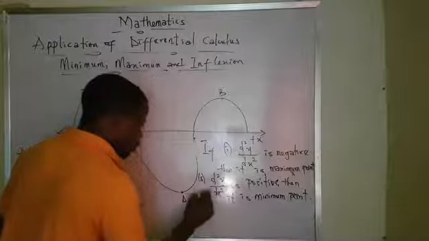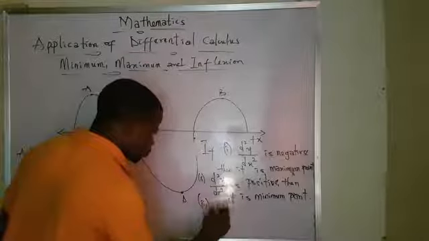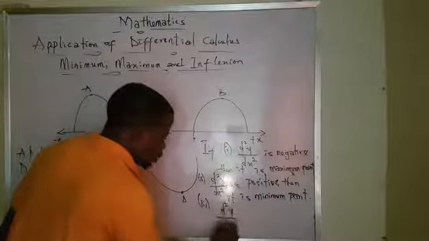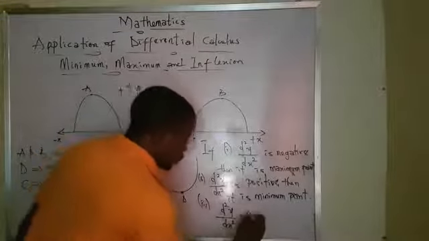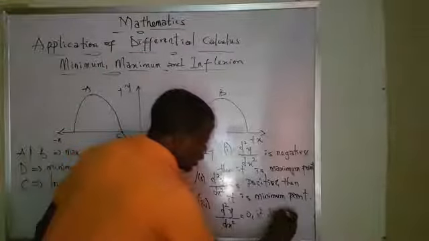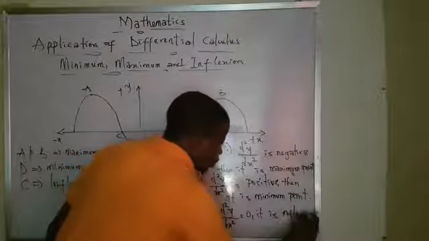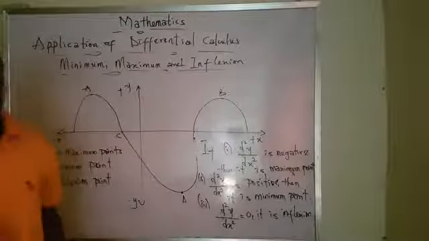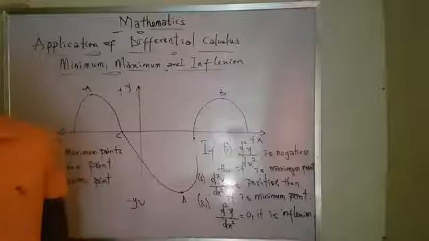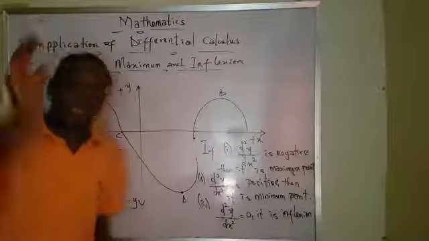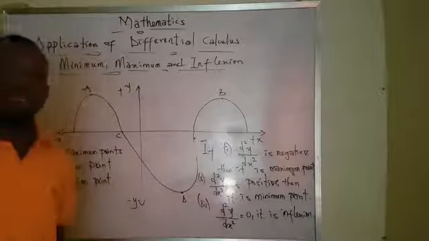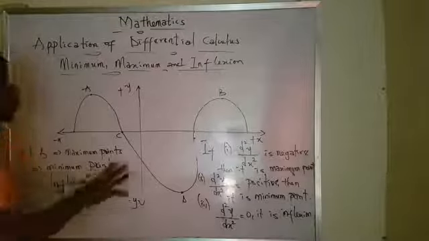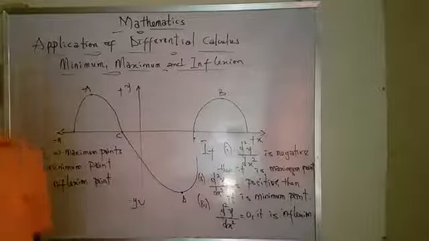3, if d squared y over dx squared is equal to 0, it is inflection. What does that mean? Inflection means is a time or a point where it is not maximum and it's not minimum. That is, your second derivative of the function you are dealing with is giving you 0. That's inflection. Am I communicating? So these are the conditions when you have to deal with graphs.